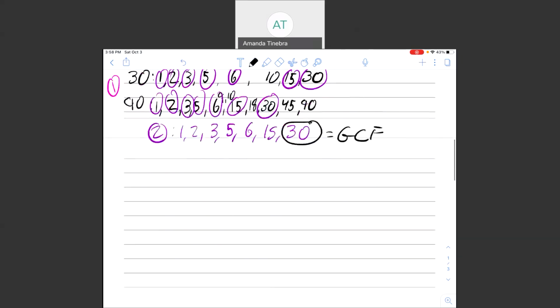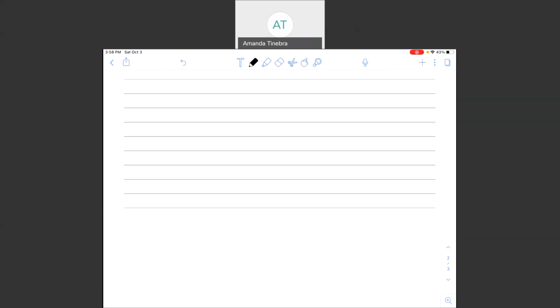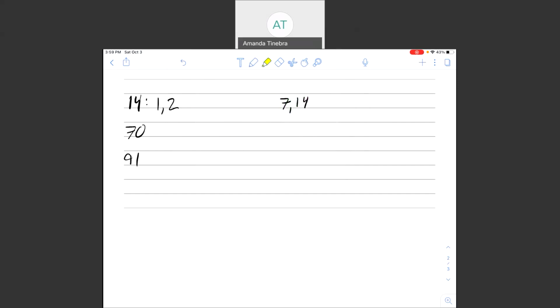Okay? We can also do this for numbers that are not just 2 numbers. So we can do this for 3 numbers. We could do 14, 70, and 91. So if I did this with 3 numbers, okay, let's start. 14, that's going to be 1 and 14. It's going to be 2 and 7. If I check 3, 4, 5, and 6 for this middle section, none of those go into 14. So my answers are just 1, 2, 7, and 14.